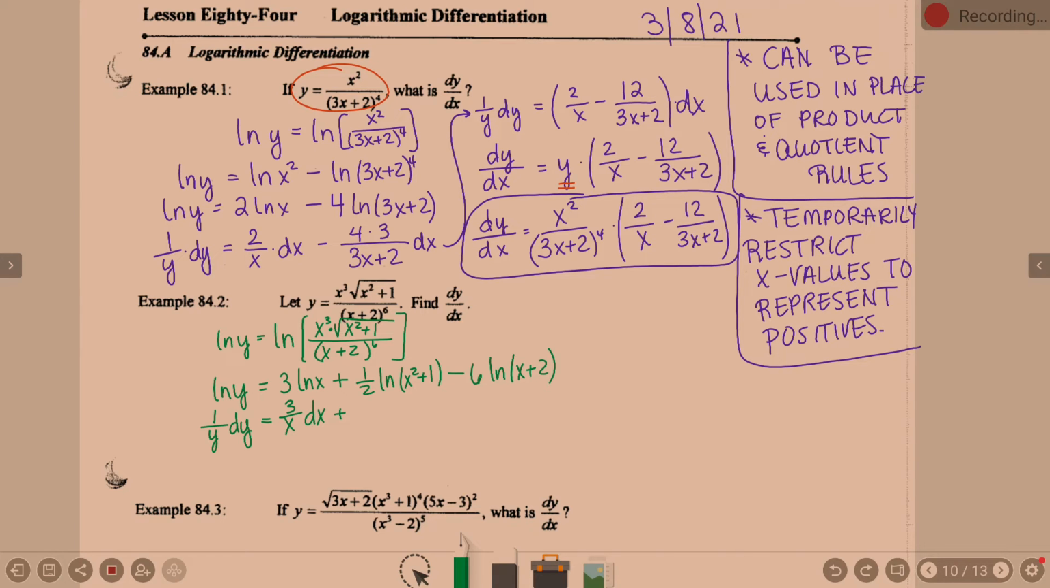Plus 2x over 2 times x squared plus 1. So do you have a fraction within a fraction there? Well, I just took the 1/2. So I did the derivative of that, which was 2x over x squared plus 1. Okay. And then I just multiplied it by 1/2. You just put a 2 on the bottom. Yeah. That's what I did.